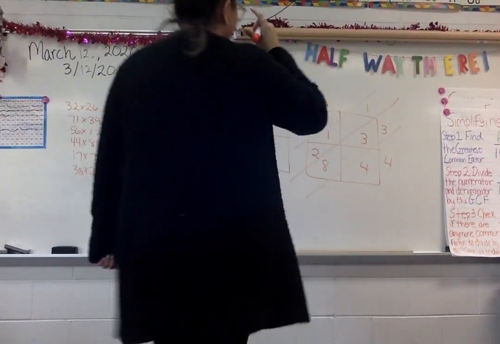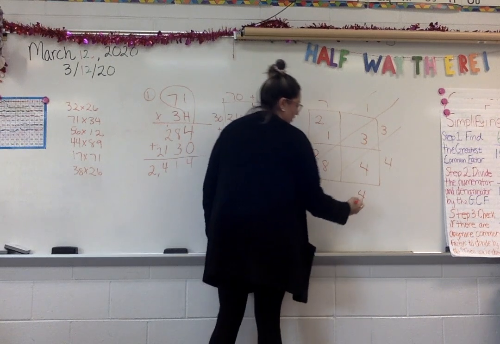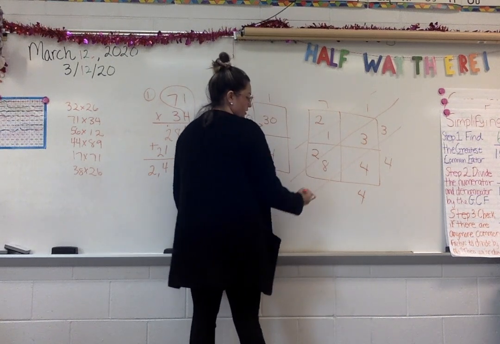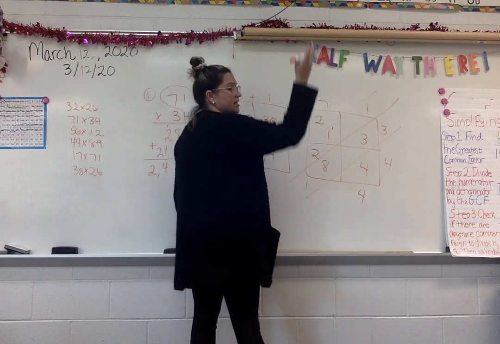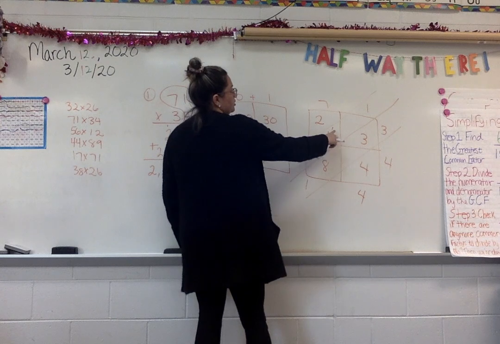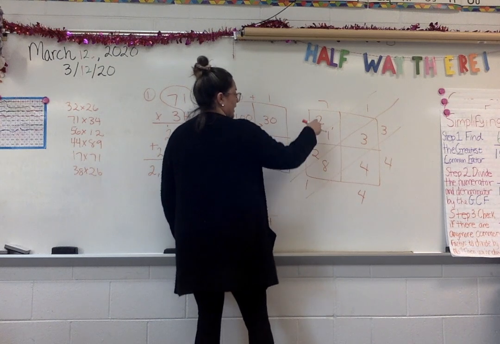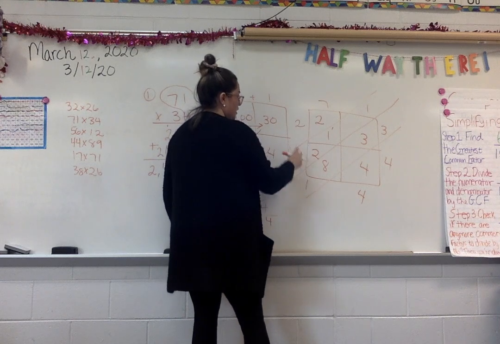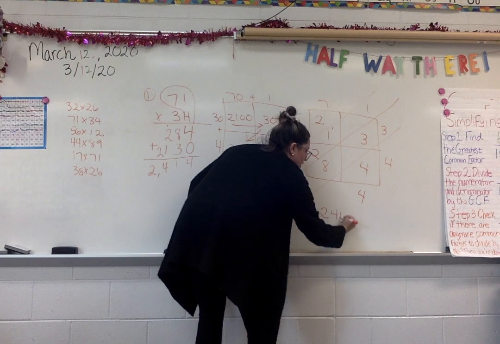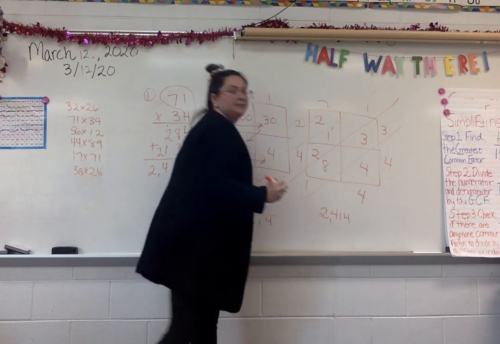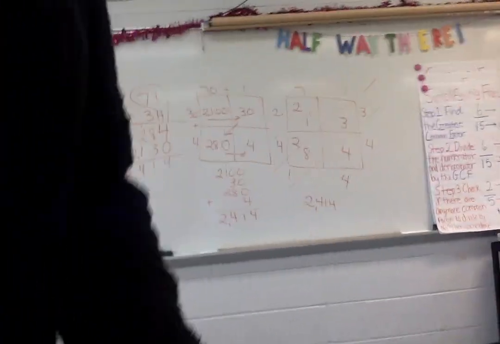All right, so let's go. So we have 4 plus nothing will give me 4. 8 plus 3 will give me 11, so I'm going to put my 1 and carry my 1 again into the next diagonal. So 1 plus 1 is 2, plus 2 is 4, and 2 plus nothing is 2. So now you just copy the number down, so you have 2,414 again.